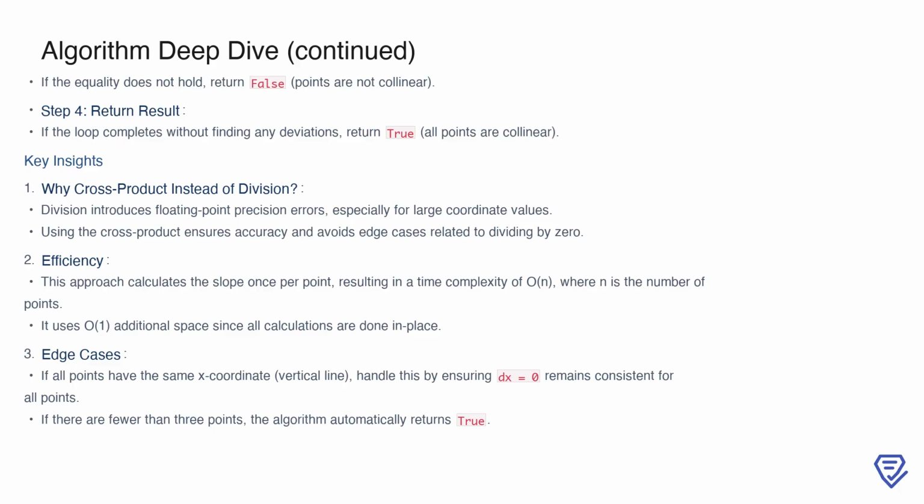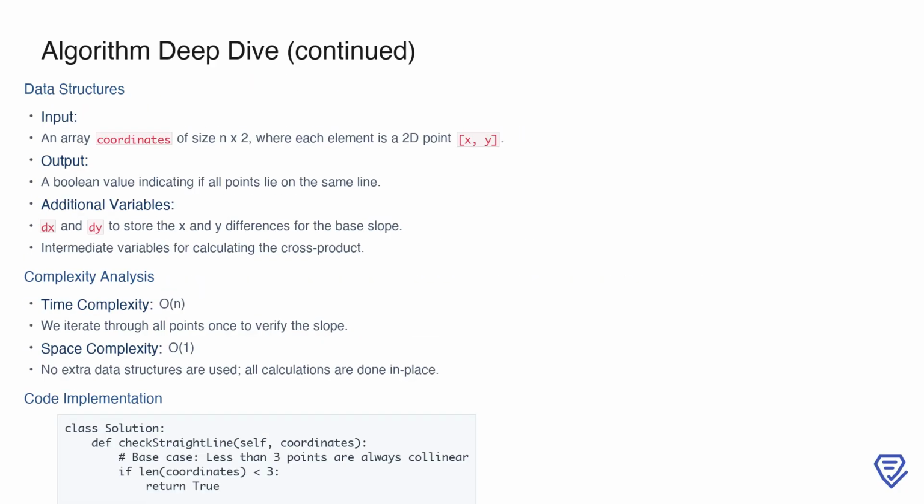Using the cross-product comparison not only avoids floating point precision issues but also ensures that edge cases, such as vertical lines where dx equals 0, are handled seamlessly. This method is both robust and efficient. The problem involves an input array of 2D points, where each point is represented as a pair of integers. The output is a Boolean value indicating whether all points lie on the same straight line.